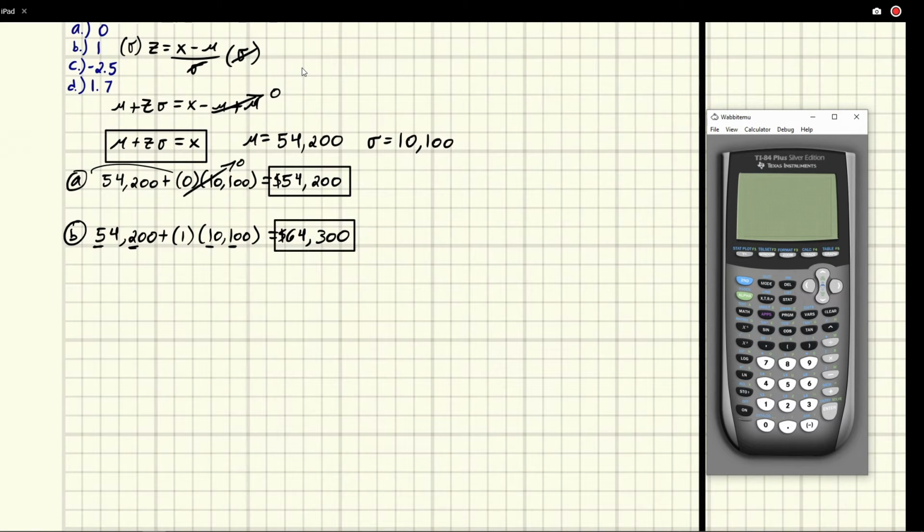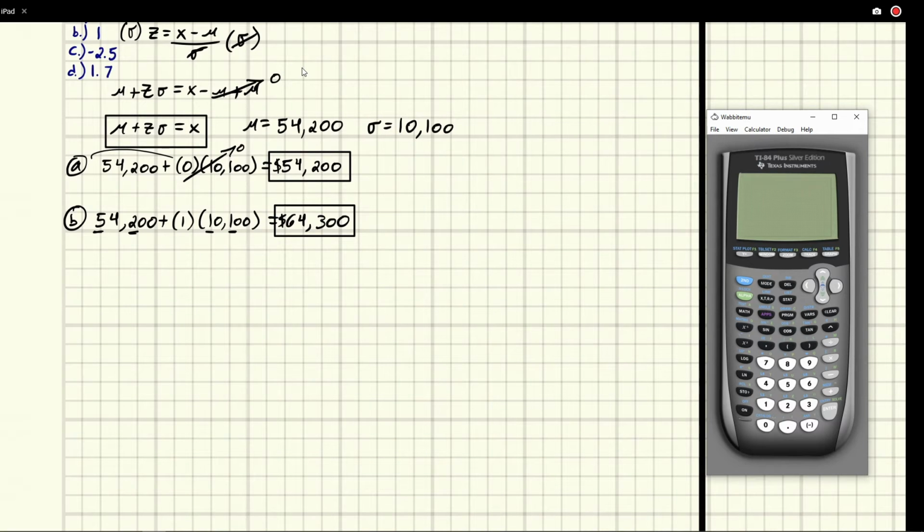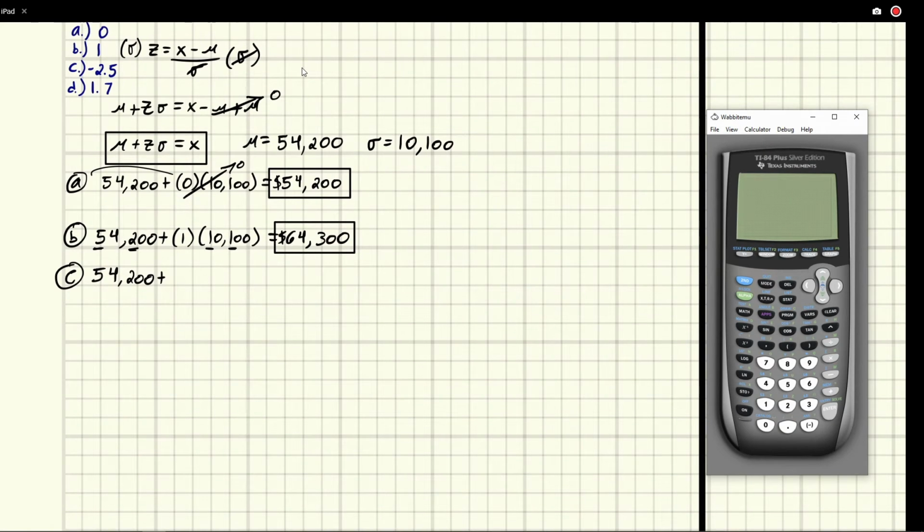And that's it for that one. Now we're going to move on to C. So you see, once you have this formula, you're kind of home free. It's just identifying the formula that you need. So we've got the mean plus, and then we've got the negative 2.5.